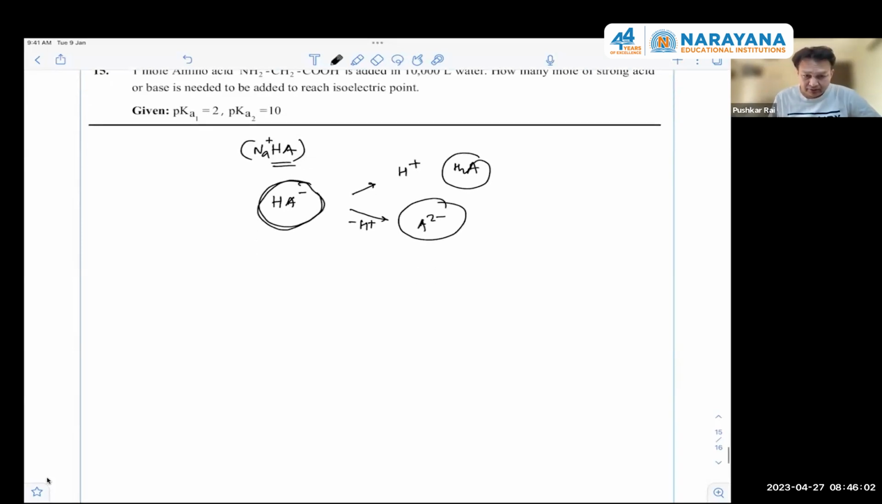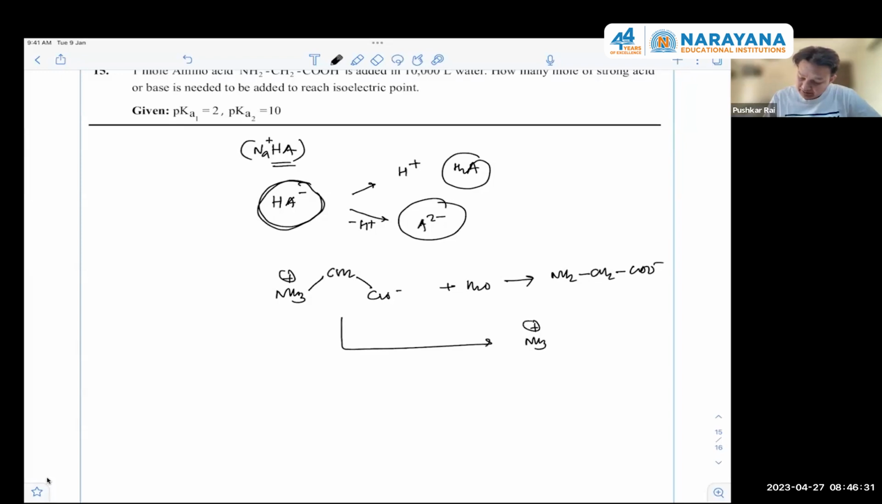Very similar to the amino acid, because you know the amino acid NH3+ CH2 COO-. They can react with water and behave in two manners. It can form NH2 CH2 COO-, and it can also form what? Tell me. It can also form NH3+ CH2 COOH. So this is the anionic form and this is the cationic form.